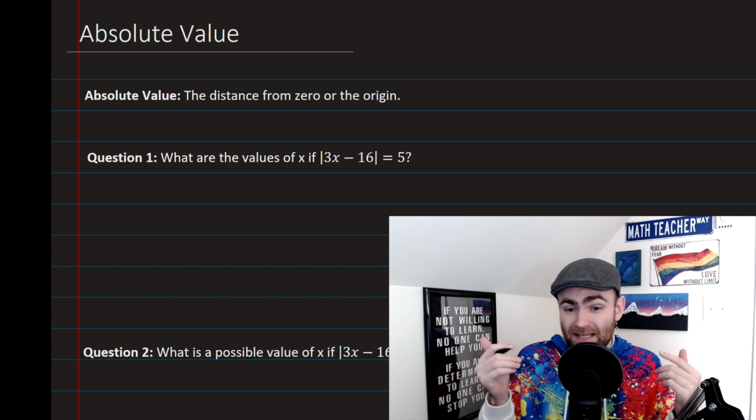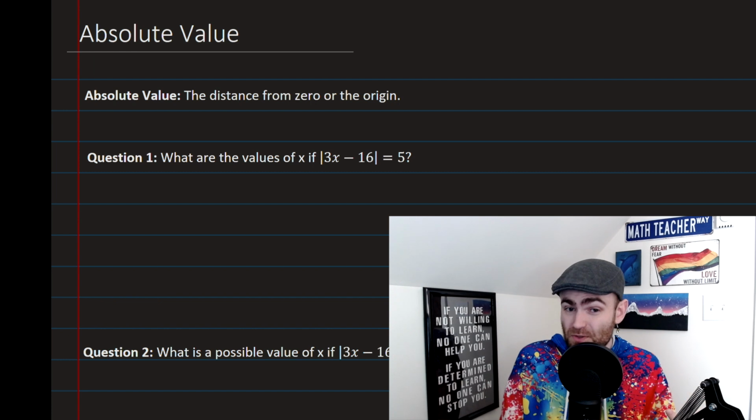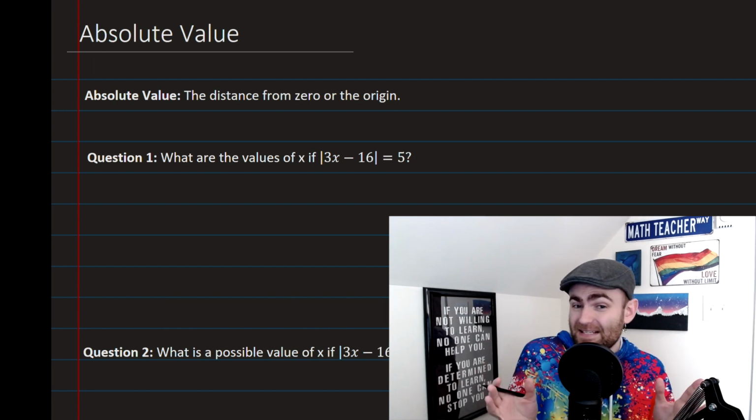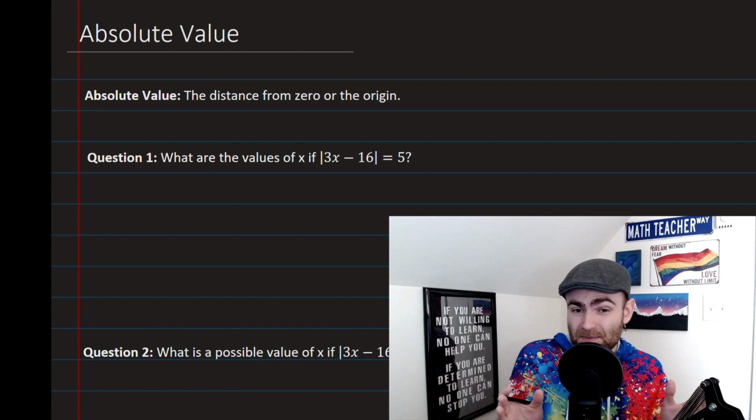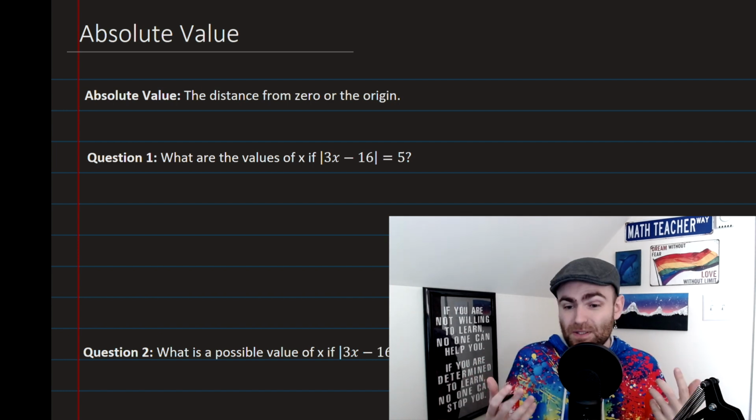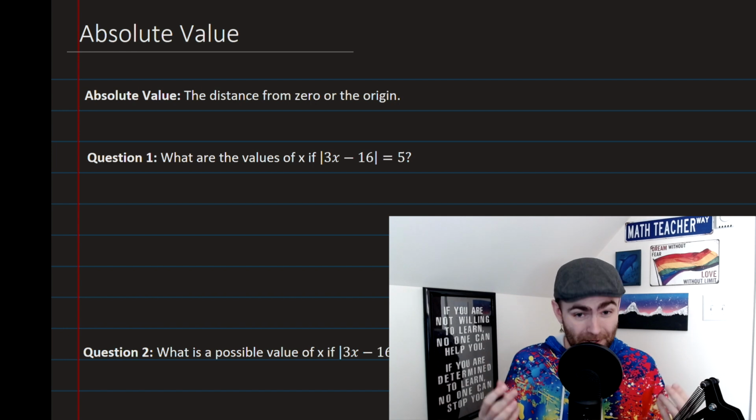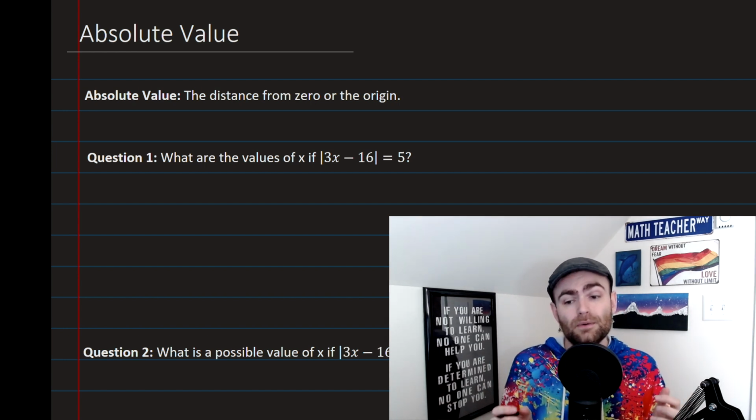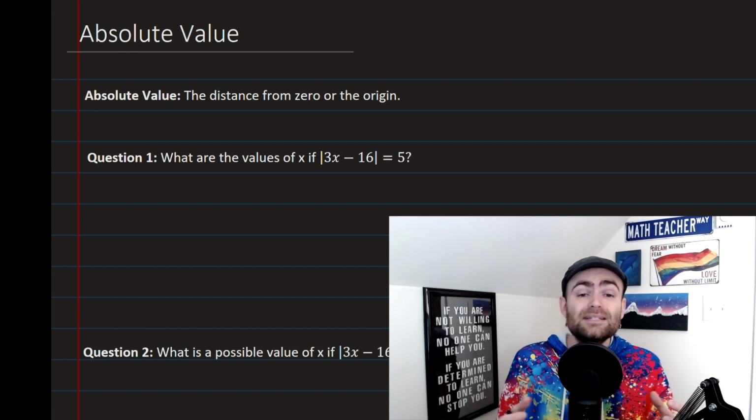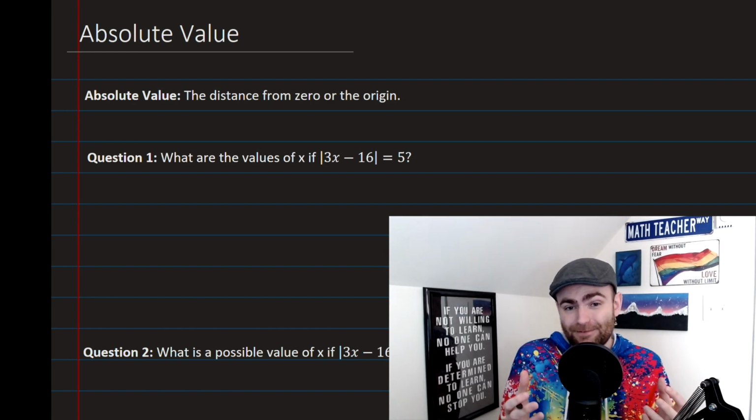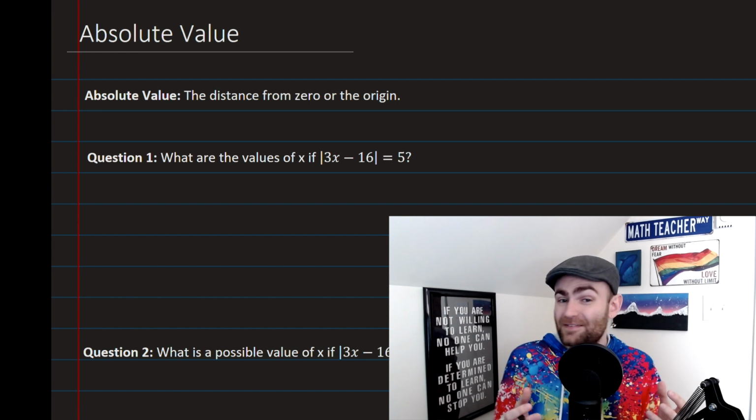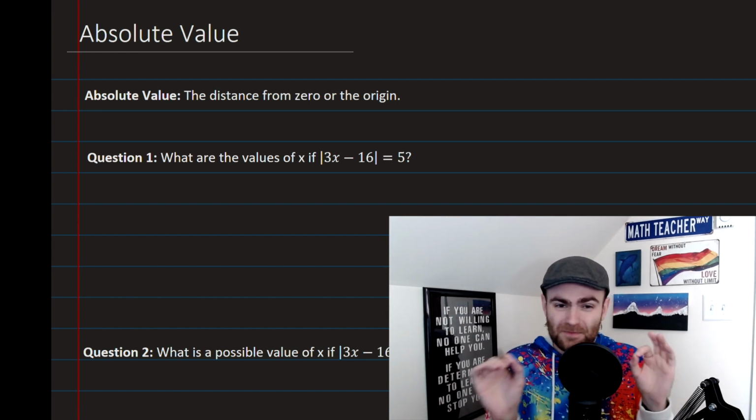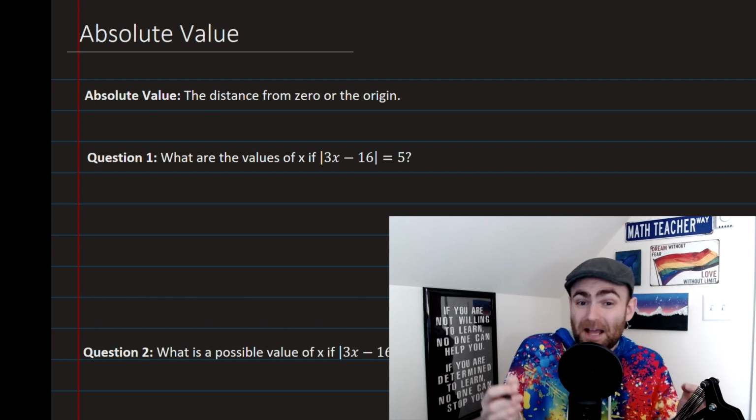So when you start to take absolute value into account with imaginary numbers and such, using the definition that it takes negative things and makes them positive and keeps positive things positive doesn't really hold up. So a better definition would be: absolute value is the distance from zero or the origin, and distance is always a positive value. You can't have a negative distance. So that's definition over. Let's actually apply it.